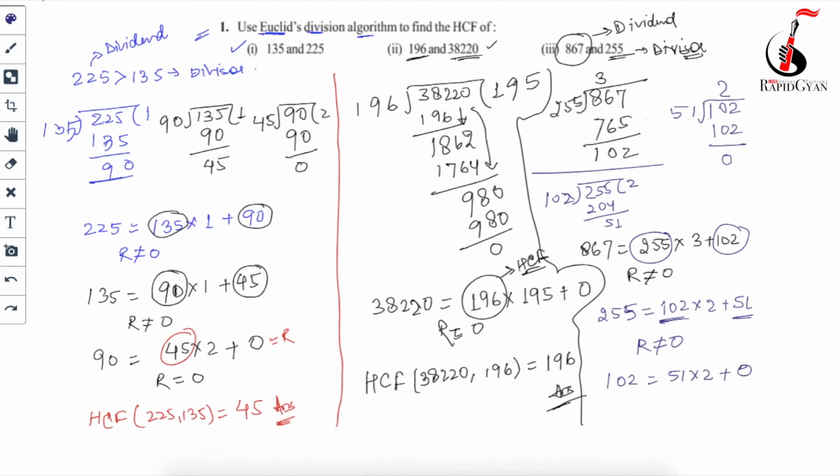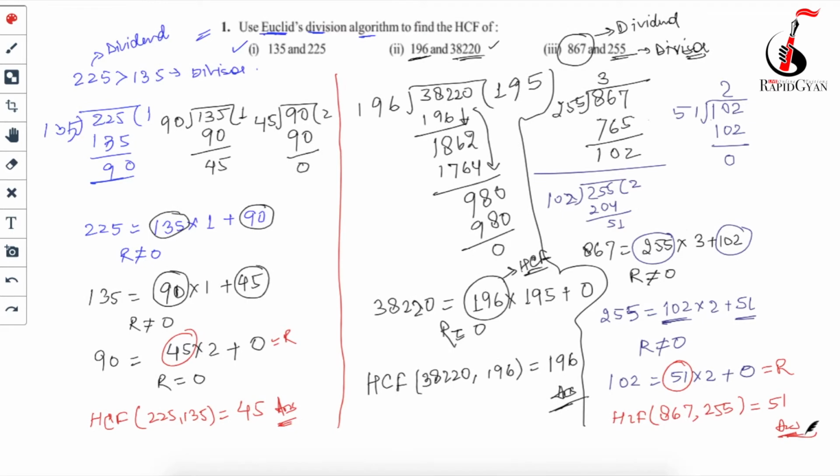Okay, so now my remainder is 0. As soon as you get your remainder equal to 0, at that time the value of divisor will become your HCF. So my answer is HCF of 867, 255 is equal to 51. So that's my answer. Alright, let's go to your next question.